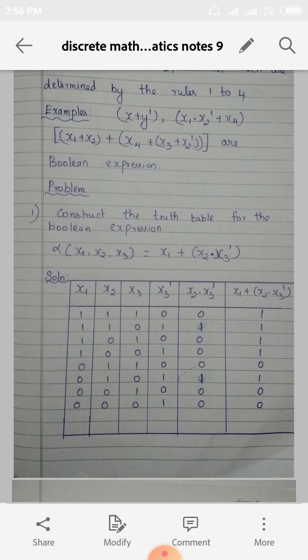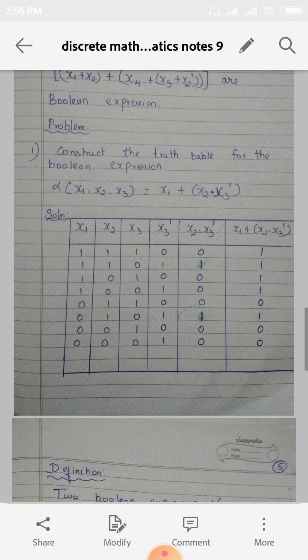There are three variables x1, x2, x3. That is alpha of x1, x2, x3. We have to form this truth table by using the expression x1 plus x2 dot x3 dash. Listen carefully, x1 plus x2 dot x3 dash. Okay girls, so first there are three variables x1, x2, x3.